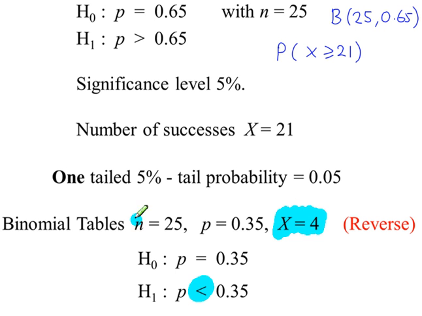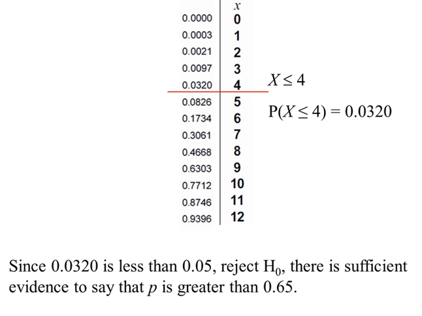And this is our new binomial table, n equals 25, p equals 0.35. So we're working out P(X less than or equal to 4), and here's P(X less than or equal to 4).